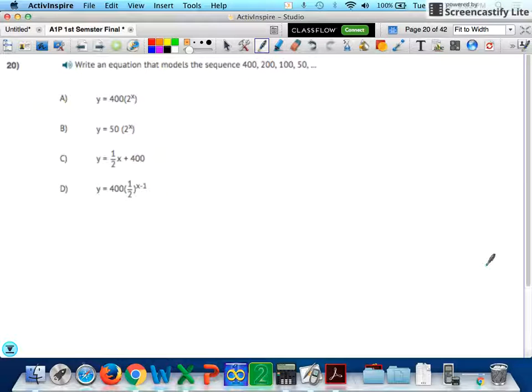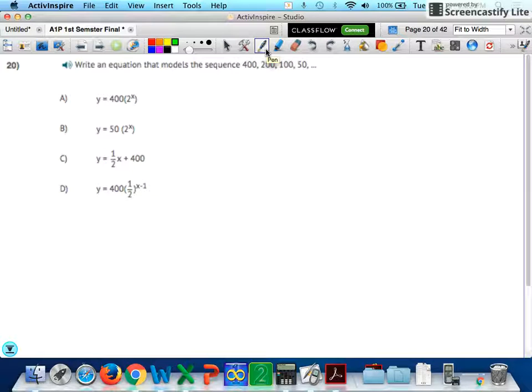So here from number 20, we've got another sequence, and we can see that every step of the way we're doing the same thing, and every step of the way we're multiplying by 1/2. So this is a geometric sequence, okay? But this doesn't look like our normal sequences. These are all in y equals form. So it's wanting to know which one of these equations is going to fit this sequence.